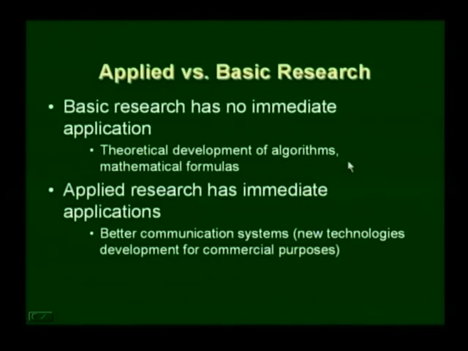Applied versus basic research. Basic research has no immediate application. For example, theoretical development of algorithms and mathematical formulas comes under basic research. Applied research has immediate applications. For example, development of better communication systems, new technologies development for commercial purposes. So these are two important types: applied research and basic research.